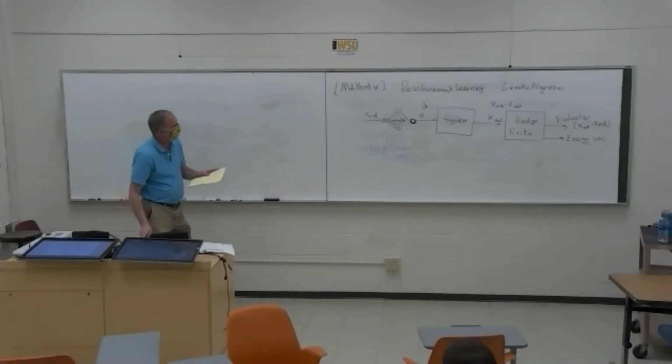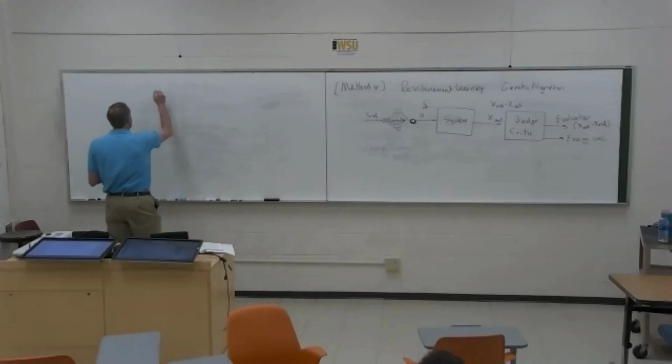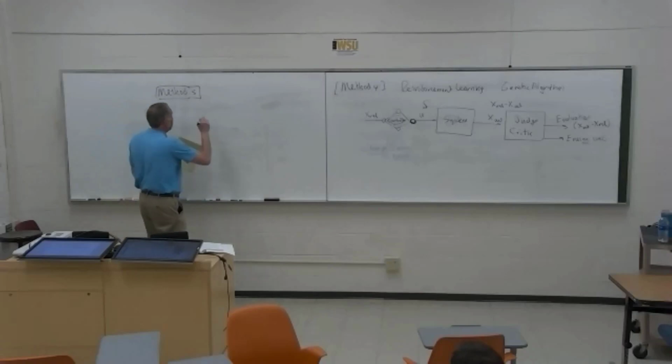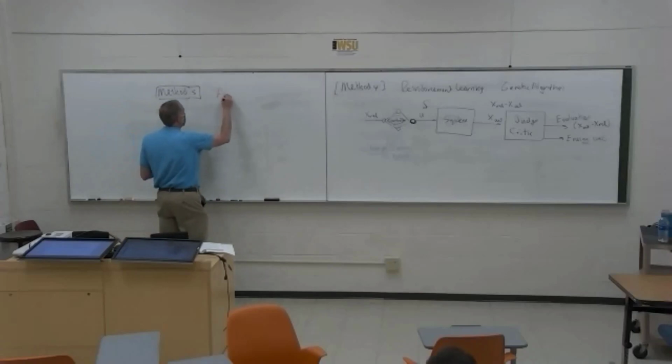And then the last method I'll show you. I will show you an example of this. This is method 5. It's called adaptive dynamic inverse control.